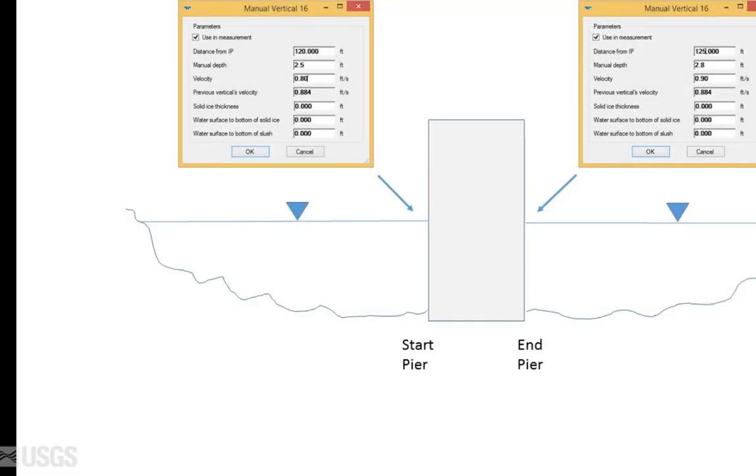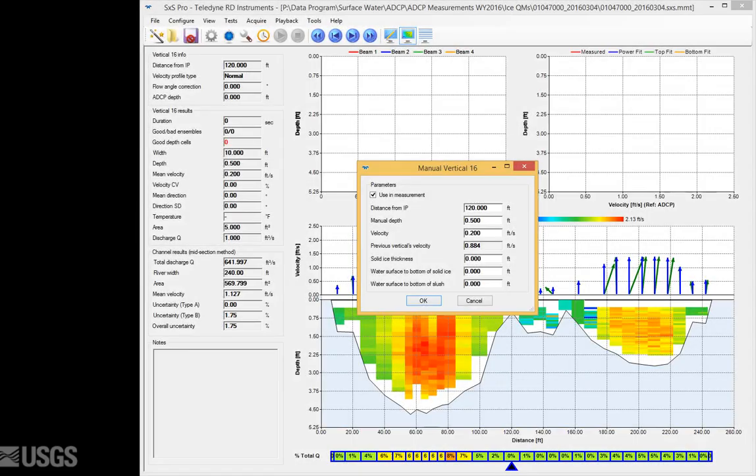For a bridge pier, you'd also enter the start and end location in two separate manual verticals, but the depth would be used based on a sounding or nearby station, and the velocity would be based on the previous or next station. Notice the manual vertical dialog displays the previous vertical's velocity. Also notice that the entry here is not a coefficient, it's a velocity.